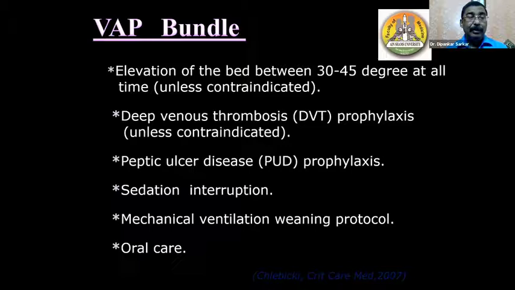Cross-check whether deep venous thrombosis prophylaxis is in place. Check the medicine card. Whether peptic ulcer prophylaxis and selective gut decontamination are in place. Whether you interrupted the sedation, whether you have given a sedation break. Whether the patient is on a weaning protocol, whether you have put the patient on a spontaneous breathing trial. So in the morning round, you come and see if the patient is otherwise acceptable, and you put the patient on a spontaneous breathing trial. Whether oral care has been taken properly or not, whether the mouth is clean or whether there is any dirt, crust, or bleeding in the mouth. If all these things are in place, now we are comfortable.